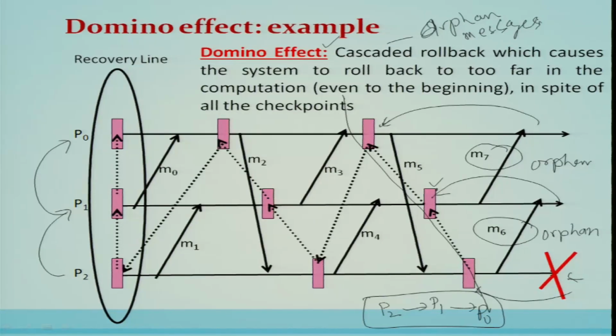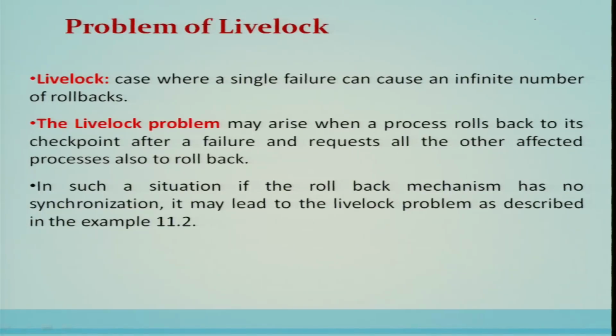So orphan messages usually trigger the domino effect, and it is nothing but a cascaded rollback, as we have seen through this particular example. Now another problem is called the problem of a Livelock. In the Livelock case, a single failure can cause an infinite number of rollbacks.